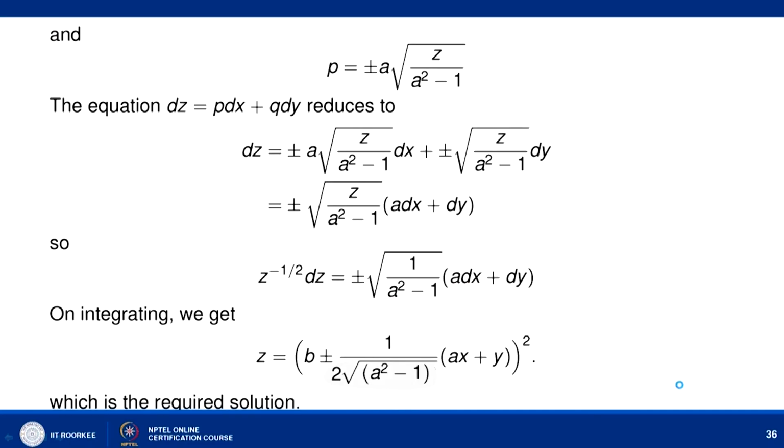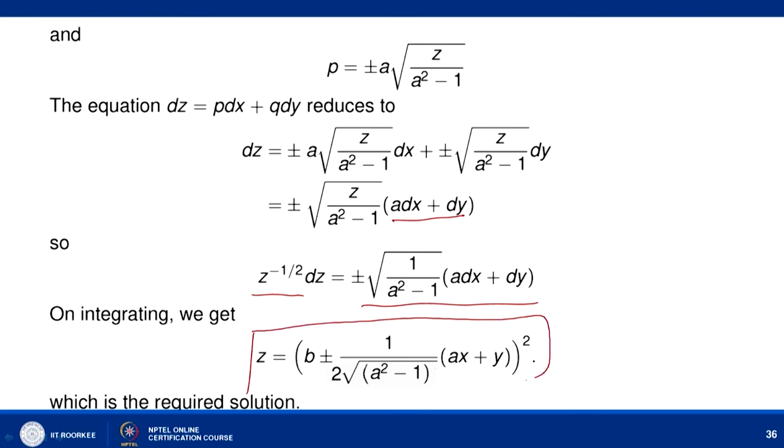Then you solve your dz equal to p dx plus q dy. Now you simply see that in the numerator we have under root z, that you can put at that side. So we can write plus minus under root z upon a squared minus 1, a dx plus dy, and by putting root z here we have z to the power minus 1 by 2 dz equal to this quantity. So when you simplify, you will simply get z equal to b plus minus 1 upon under root 2 a squared minus 1, ax plus y whole squared.